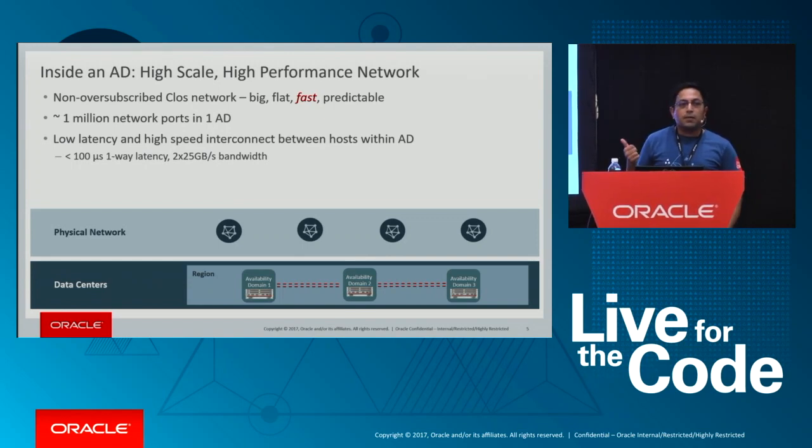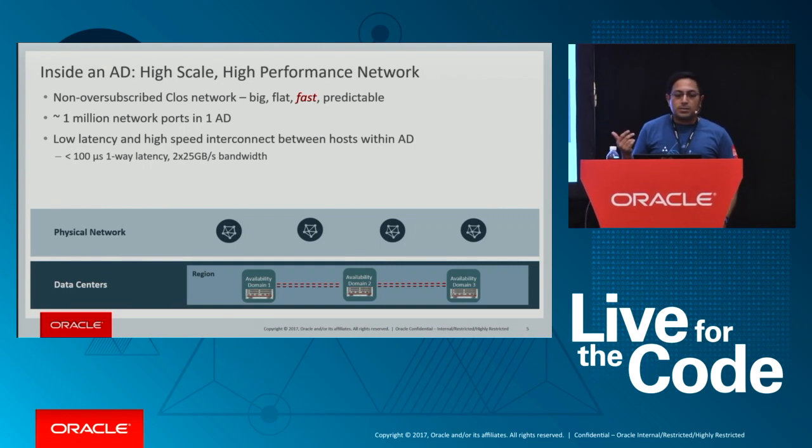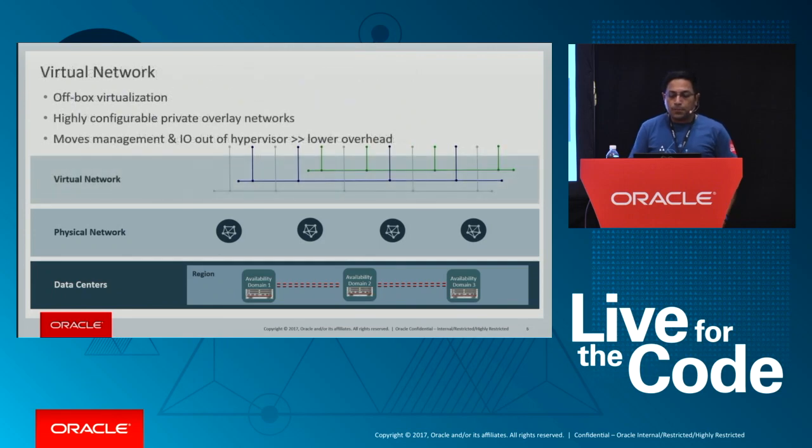Now, inside an AD, what we have done is that we've built one of the best public cloud networks. It's big, flat, fast, and predictable. What we mean by big is that it can scale to almost 1 million network ports within one AD. What we mean by flat is that it's not oversubscribed, so we get pretty good latency between hosts in the AD. And fast, we support up to 25 gigabits per second of network bandwidth between two hosts.